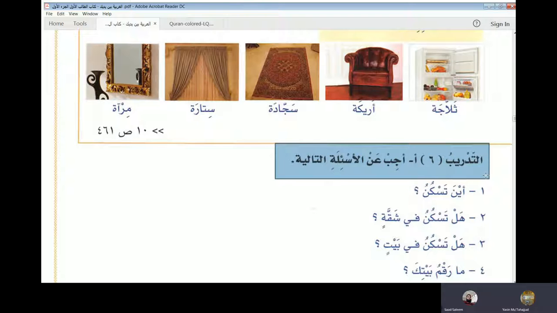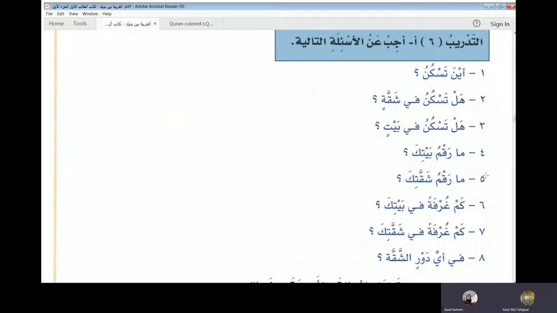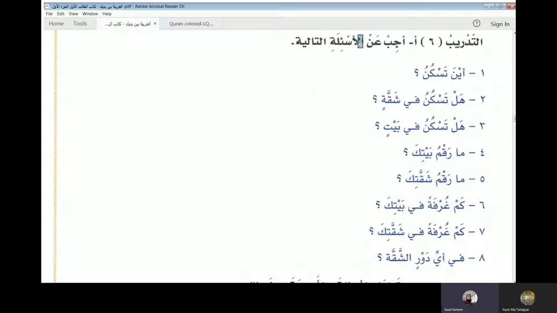Okay. Next question. Tadrib al-sadis. Ajib an al-as'ila al-taliya. You know that whenever there is kasra on any alphabet and after that we have alif lam, we read kasra here. This ta is a huruf shamsi, so we join this ta with this ta. Alif lam is silent here. Ajib anil asilatit taliya.